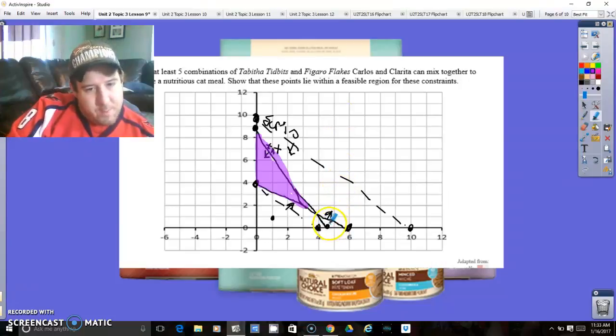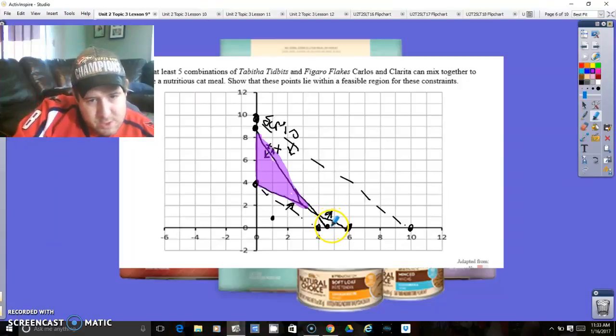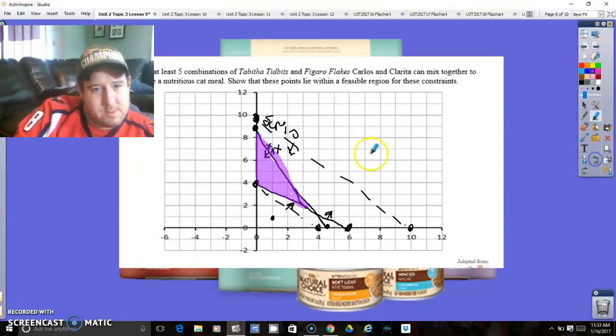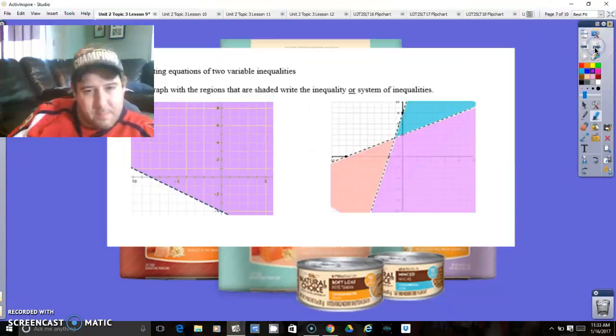Now you might be thinking, well, what about this little tiny triangle down here? Well, this tiny triangle is too much fat. It might meet all the other constraints. Actually, it doesn't meet the protein constraint either, or carbs, whichever one this is. This spot right here would meet all the constraints except for it's too much fat. So that's really what I was thinking about. So anything in this section right here meets 3 of the constraints, but not all 4. So it is not a part of the solution.